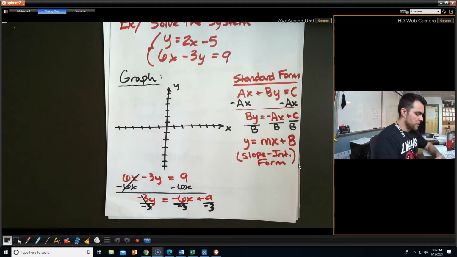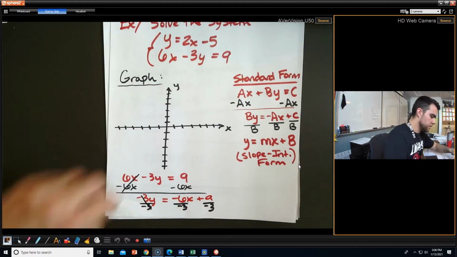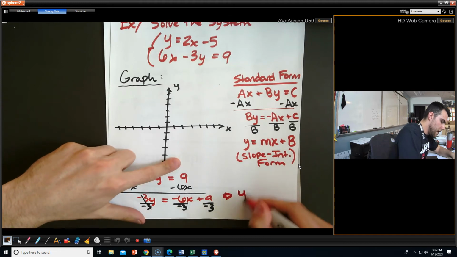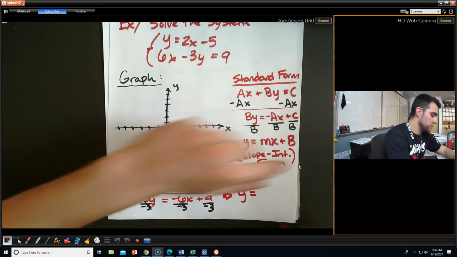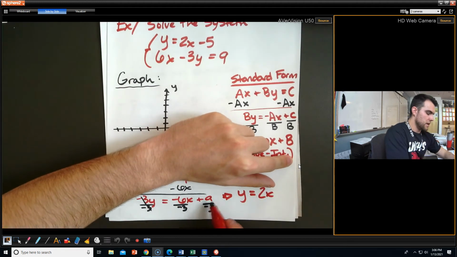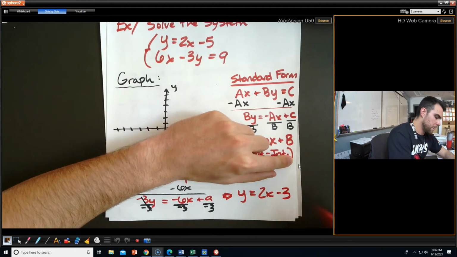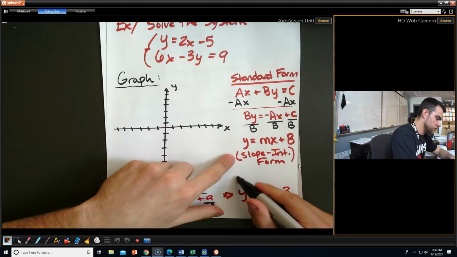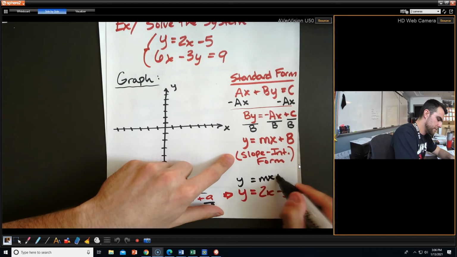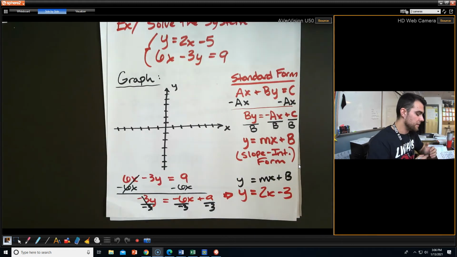Those cancel, and what I end up getting left with is y is equal to negative 6 divided by negative 3. That's positive 2x. And then this will be minus 3. Okay? Now it looks like y equals mx plus b. It looks just like it, which is good because now we can graph it.